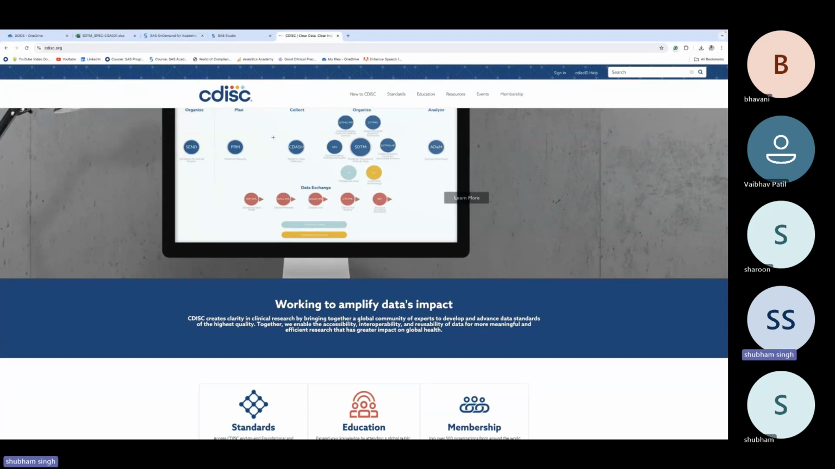So right now, what you can see, guys, is CDISC. CDISC is a non-profit organization. They create standards for clinical data. For organizing nonclinical data, they have a standard named SEND. For planning of clinical data, they have a standard named PRM. For collection, they have a standard named CDASH. For organizing, the major standard is SDTM. For analyzing, they have the standard named ADaM.